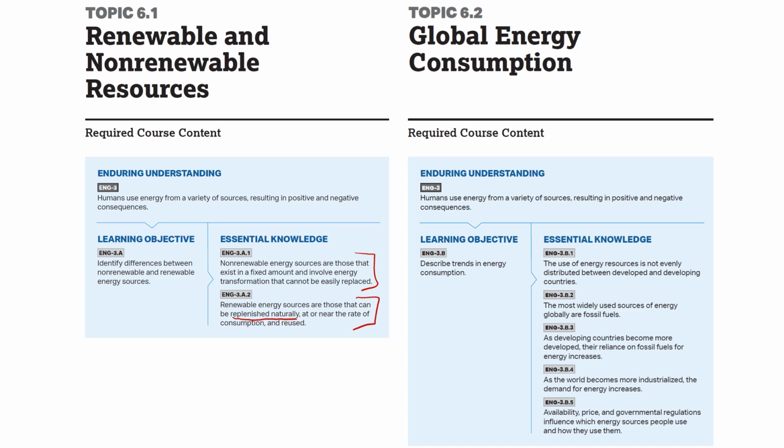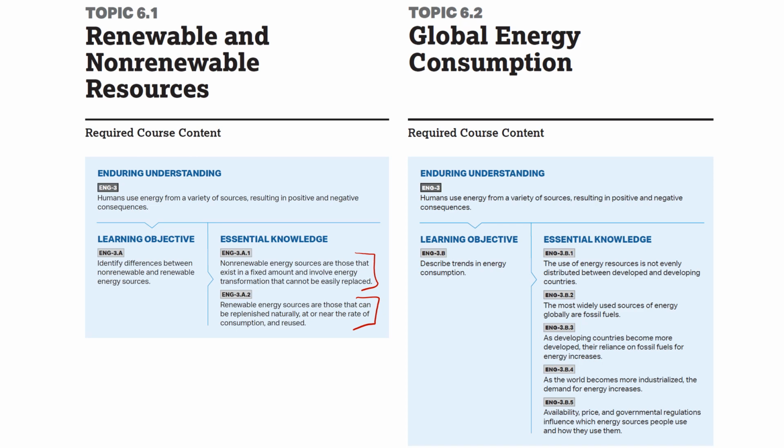Renewable energy resources are those that replenish naturally. So we could be talking about sunlight, wind, the tides, trees growing, or near the rate of consumption, or they could be reused. Okay. For this second one, global energy consumption, this was mostly looking at the maps and charts that we had. The use of energy resources is not evenly distributed between developed and developing countries. Again, demographic transition model. The most widely used energy resource is still fossil fuels. Renewable is still a very small proportion.